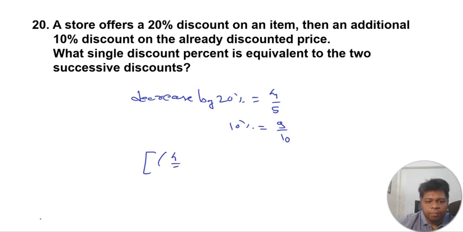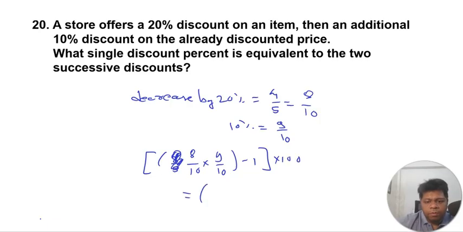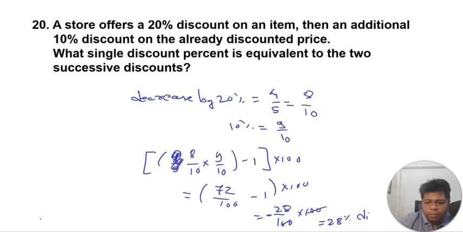So we can do 4 by 5. For the sake of simplicity, make it 8 by 10. That would be much simpler. 8 by 10 into 9 by 10 minus 1 into 100. Okay. So it will become your 72 by 100 minus 1 into 100. Okay. Like that. So it will become 28 by 100 into 100. Discard both the 100 and it's negative. So it's a decrease. So 28% discount, you can say.